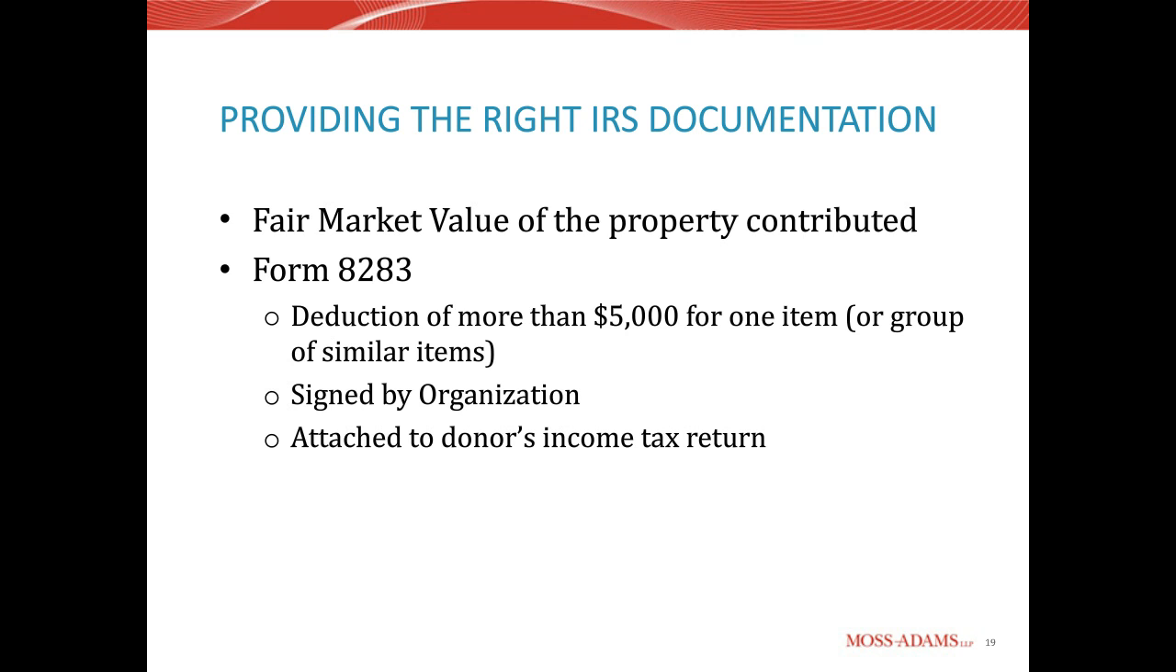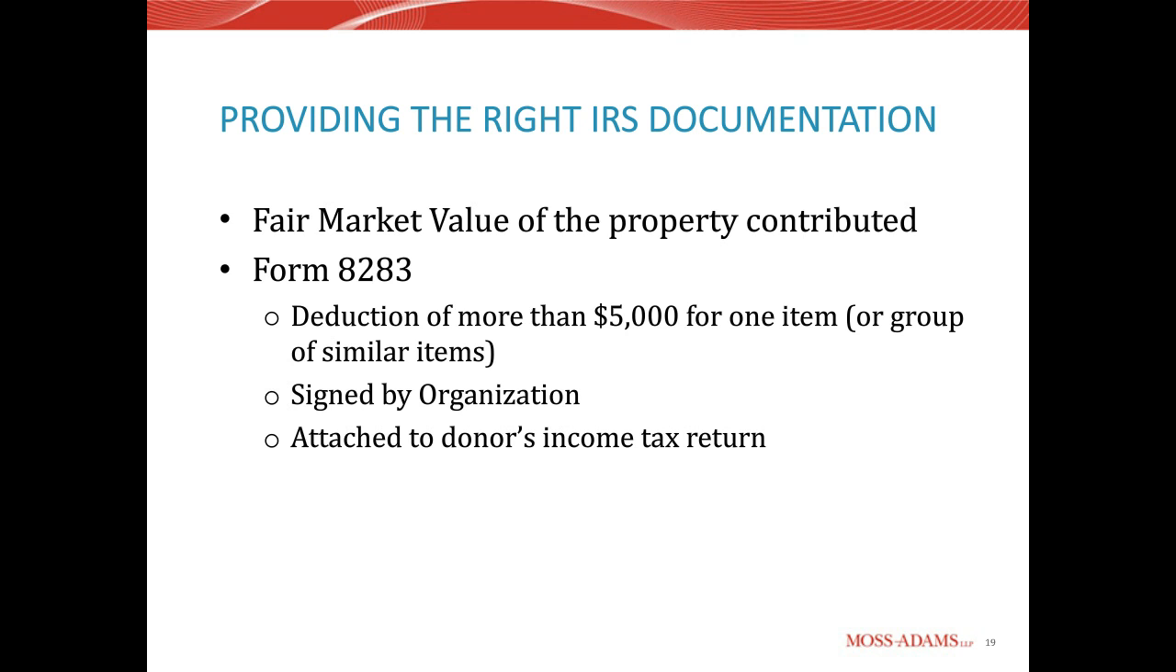What the donor's cost basis was, and this should be left blank if it's held for longer than 12 months, so it's long-term property, or it's publicly traded securities. It should also include fair market value and what method was used to determine the fair market value. So again, that is the section for property less than $5,000 and publicly traded securities.